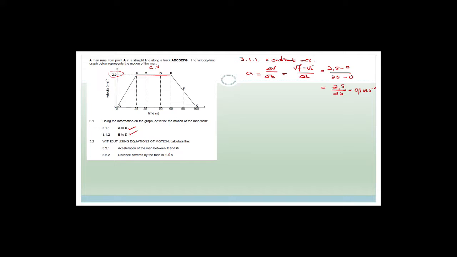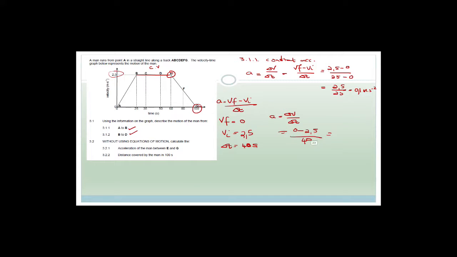Now it says calculate the acceleration of the man between E and G. Again, we're looking at this equation: a equals Vf minus Vi over delta T. Do you agree that the final velocity in this case is going to be 0, the initial velocity is 2.5, and the delta T is 40 seconds? So the final velocity is 0 minus 2.5, over delta T, which from E to G is 40 seconds.